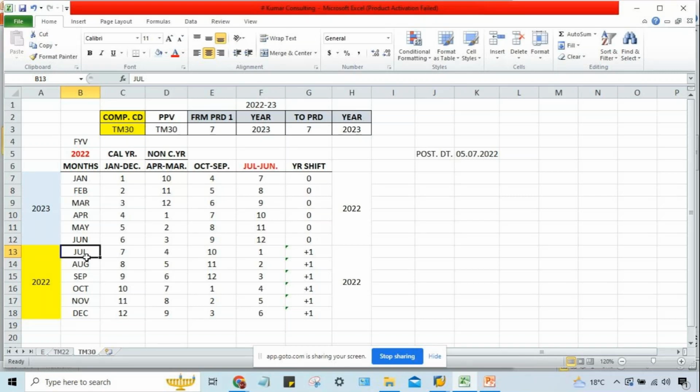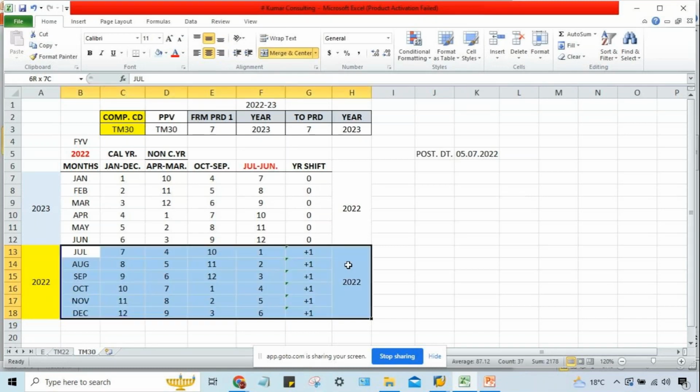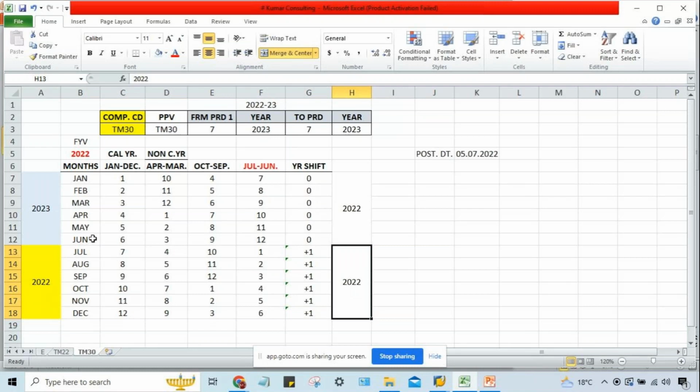So the client is saying that July onwards, our 2022 is started. Before that, they were in 2021. So here, July onwards, 2022 is starting, and from July till December we are in 2022 itself. So when somebody writes 5th of July 2022, no problem. July is the first period of 2022. It must be 2022.